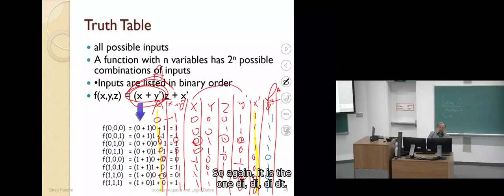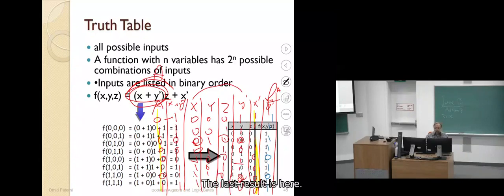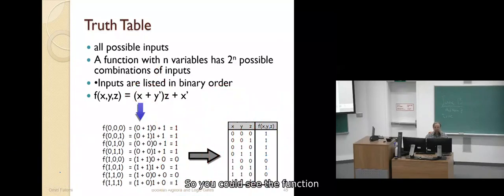So again, did we do it correctly? Oh yeah, it is good. 1, 1, 1, 1, 0, 1, 0, 1. Okay, so we have done it right. I was afraid that we might have had mistakes. So this is the truth table. The last result is here. I can now erase all of my writing, so you could see the function. 6 ones and 2 zeros was the result of this function.